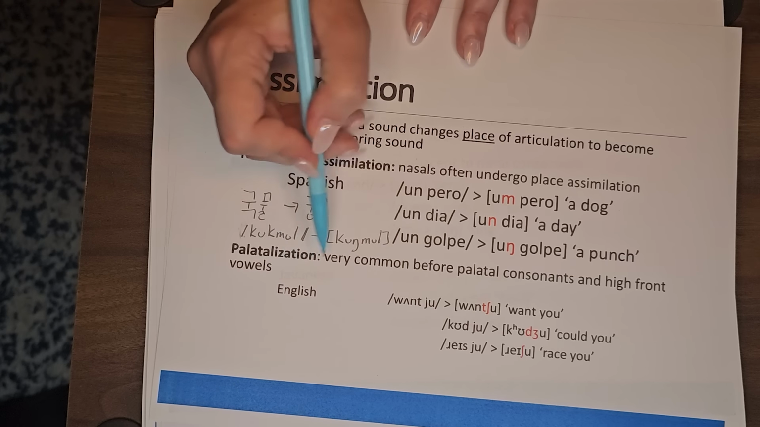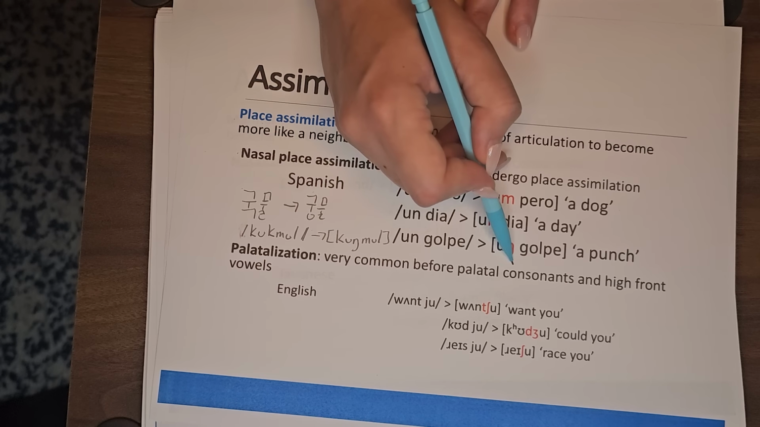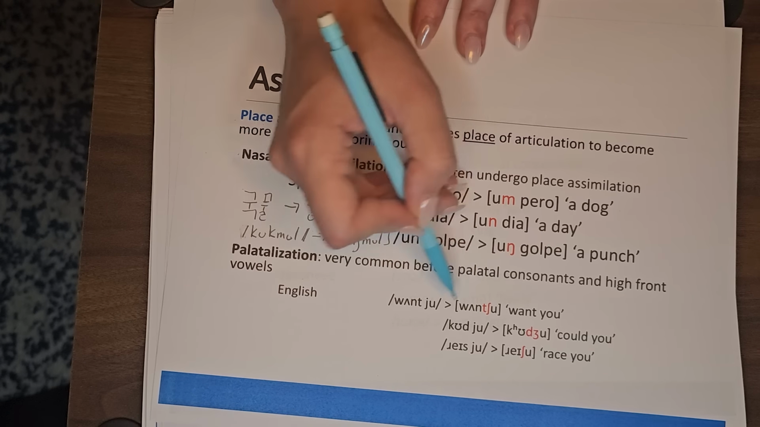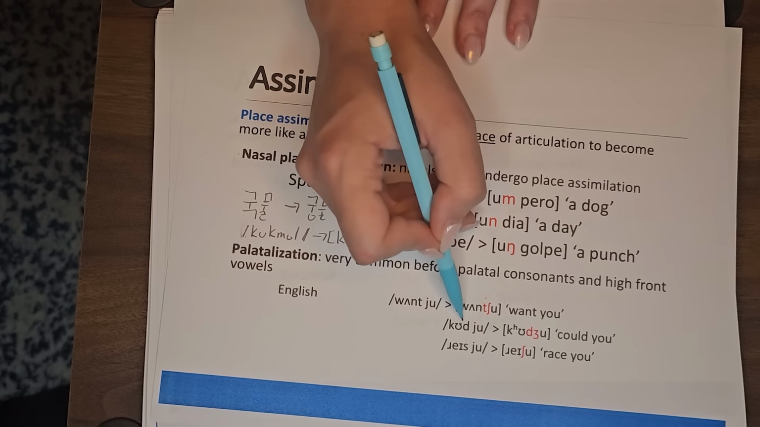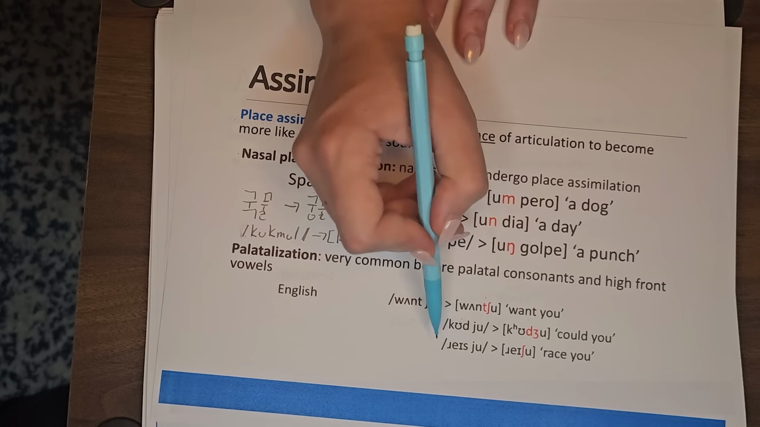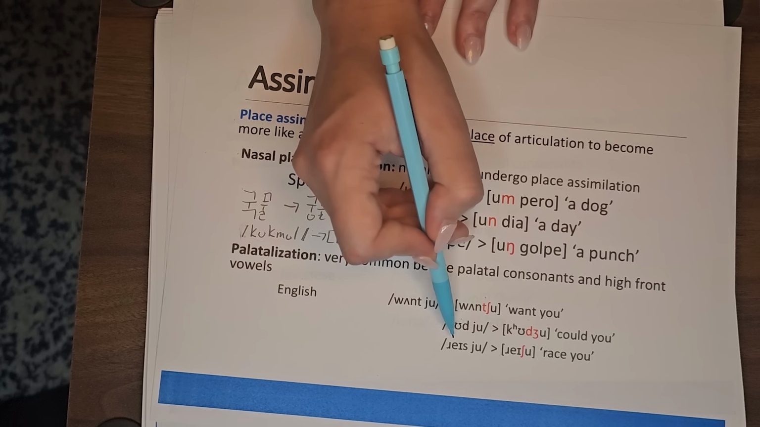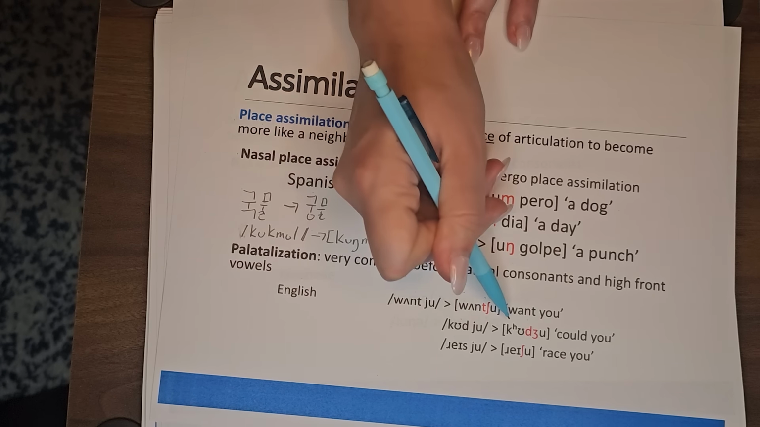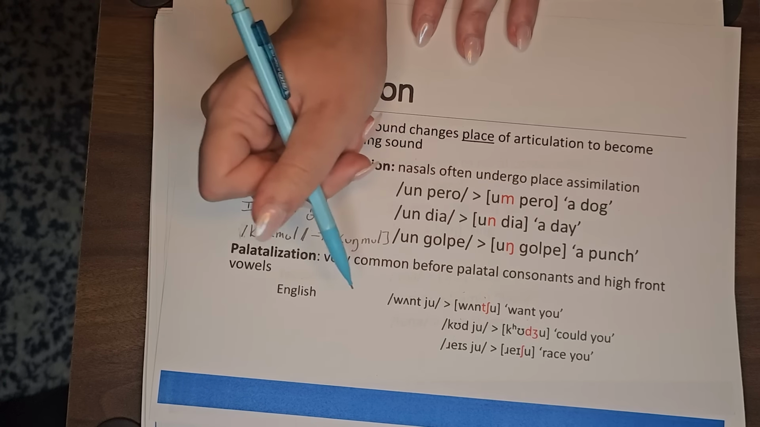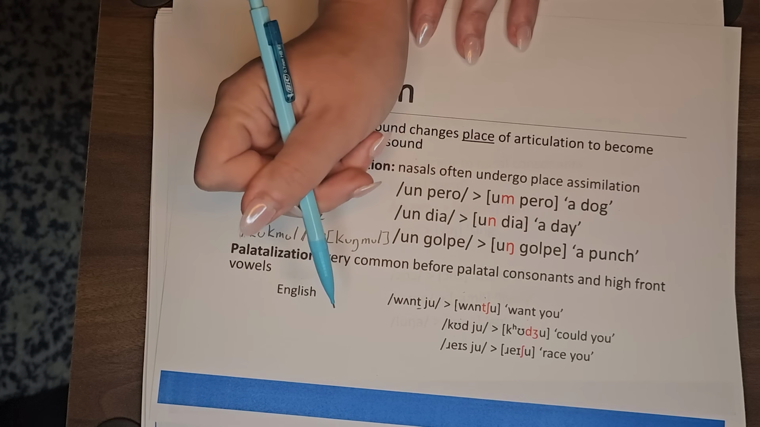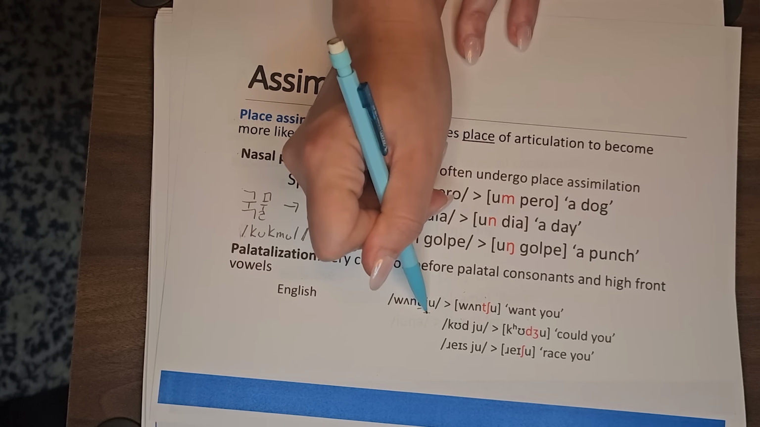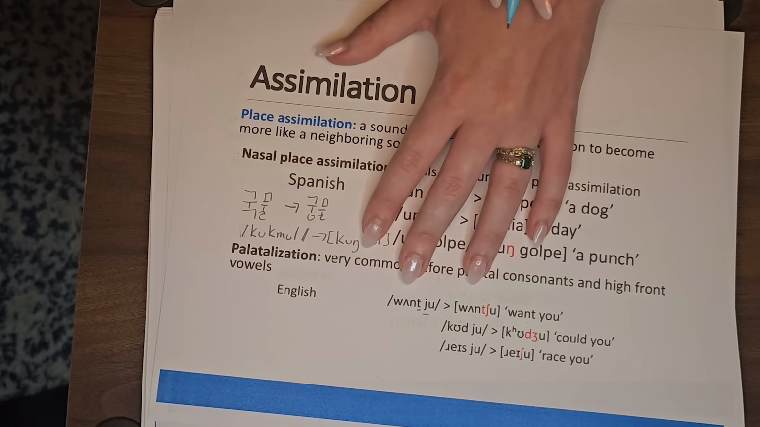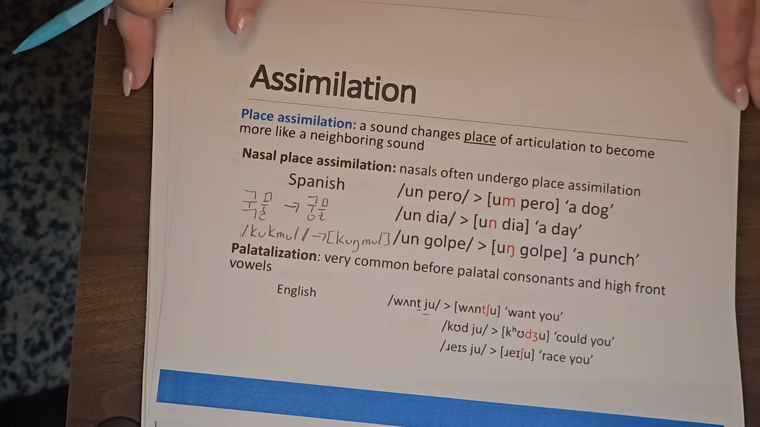And palatalization is very common before palatal consonants and high front vowels. So in English, want you becomes wanchu. Could you becomes couldju. And race you becomes raceyou. So you hear this, want you, could you, race you, is very common when a consonant comes before a glide or a palatal sound. This also happens in Korean, and there are many examples of this in other languages.